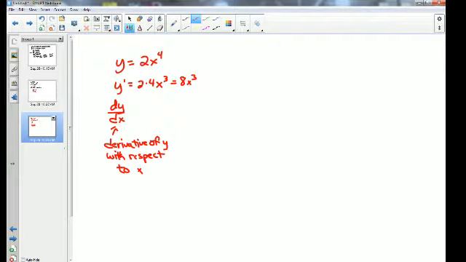Why do you say with respect to x? Because we're calculating the derivative of the function of x. Is it like referring to it? Yeah, you're referring to x, basically. Okay, so dy dx is still 8x cubed. Same answer, just a different way to write it.